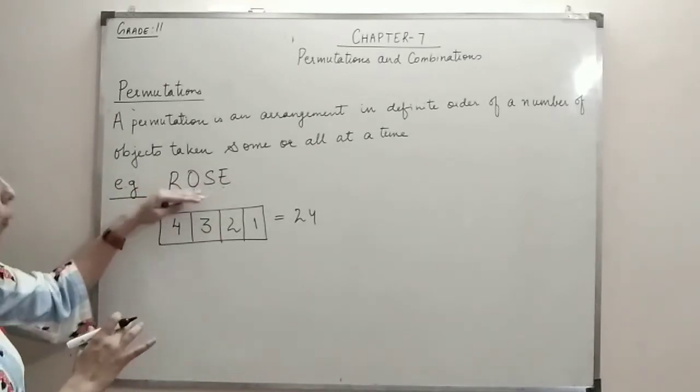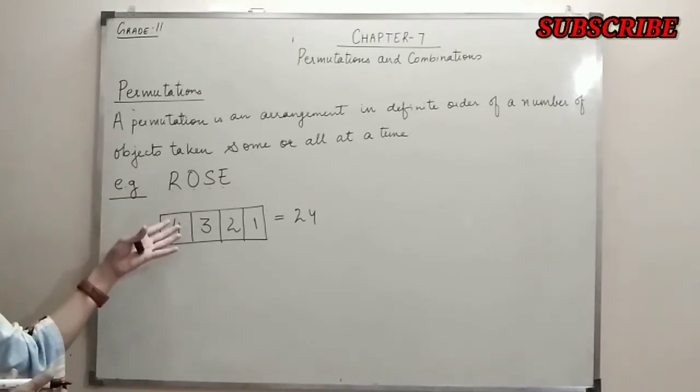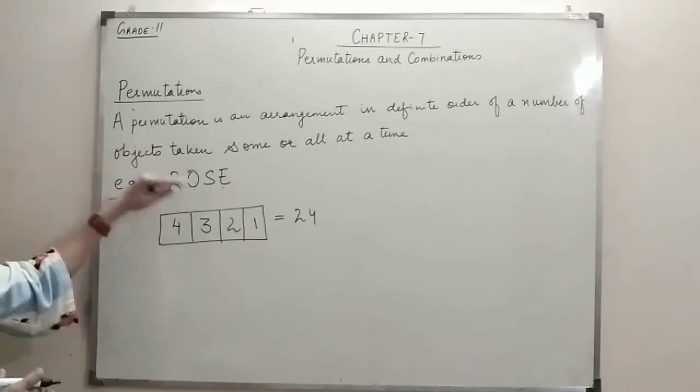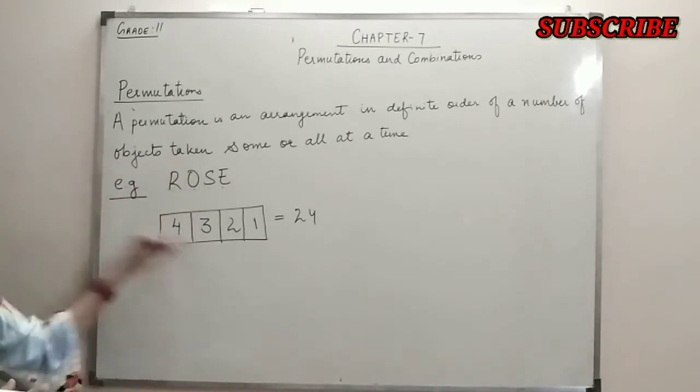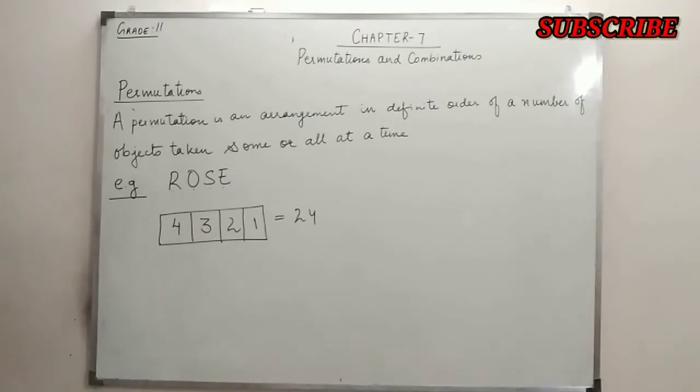We have used all the objects, and objects can be letters also, can be anything. Here the objects are letters. So here we have used all the letters, then the number of permutations is 24.